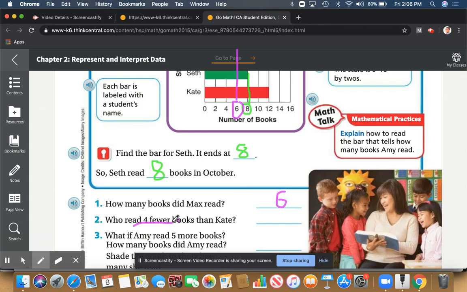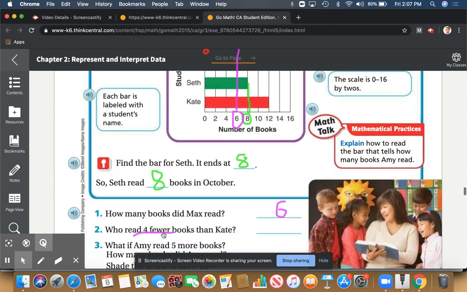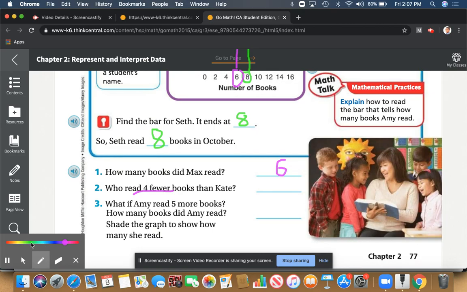Who read 4 fewer than Kate? So that means Kate read 12. 12 minus 4 is 8. Who read 4 fewer? Seth. So I would write Seth in there for him.